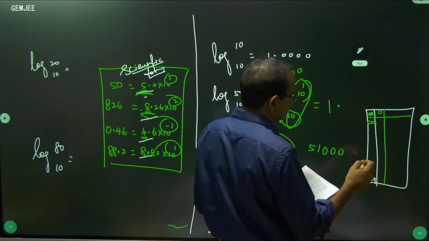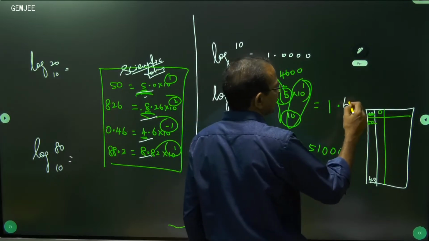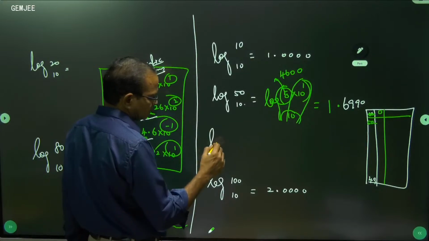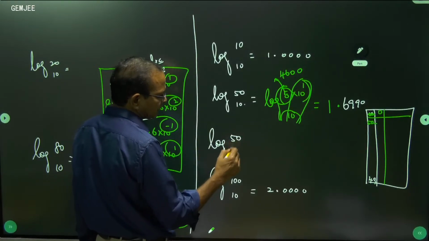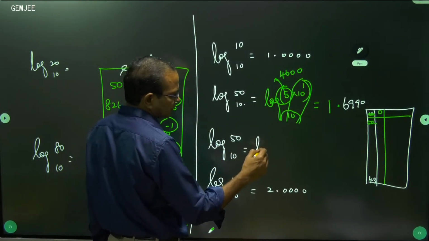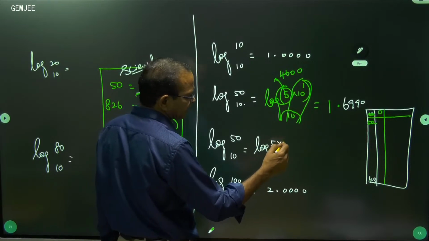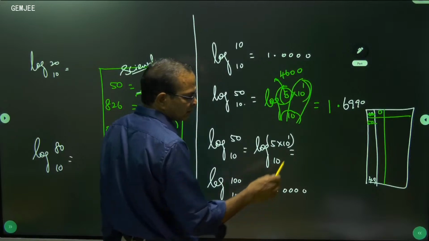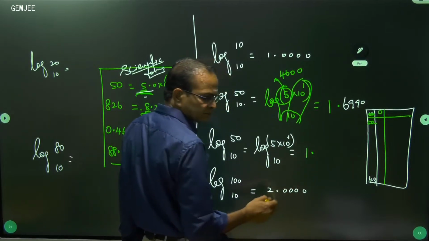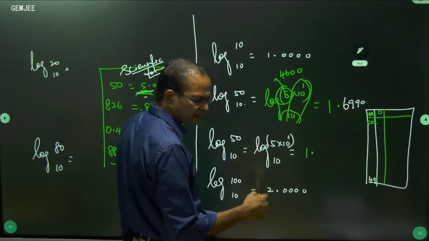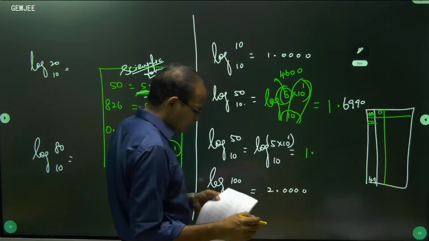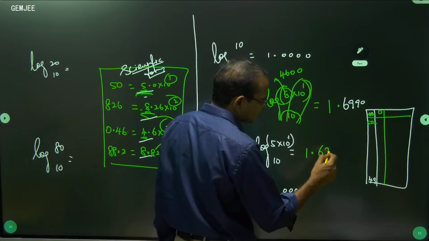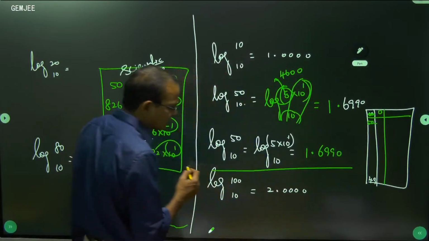How much is there? 6990. The problem is finished. Now I will tell you: log of 50 to the base 10, log of 5 into 10 power 1 to the base 10 equals, and this becomes the characteristic. For log of 5 from my table, I already got 0.6990. So this is the answer.